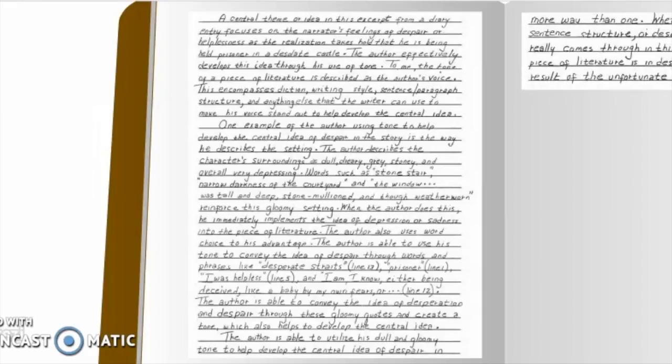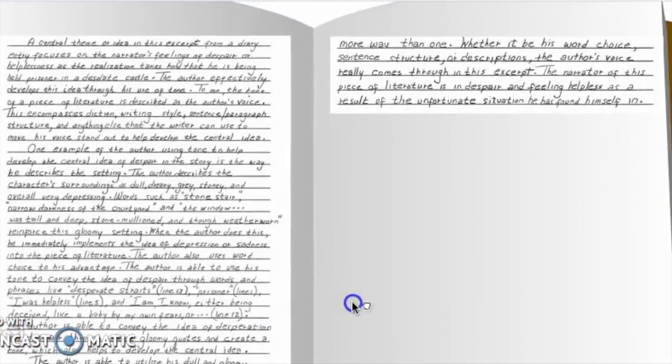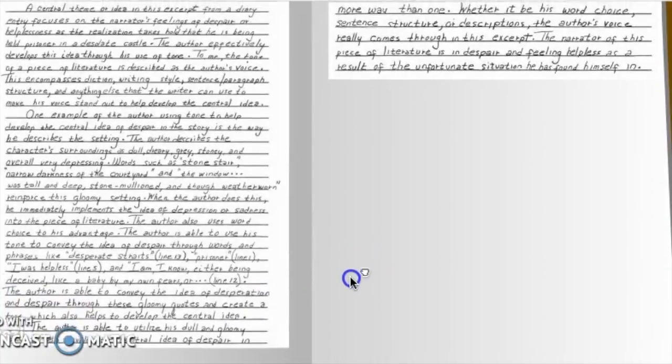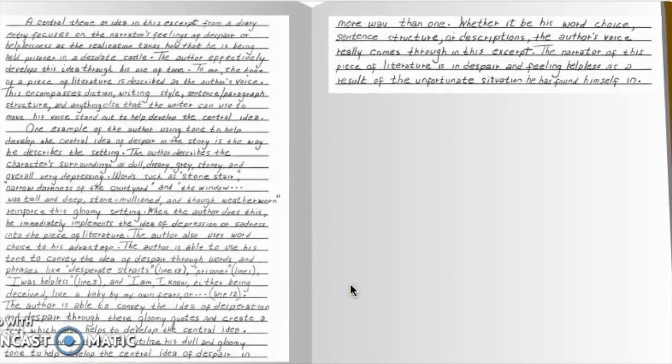And now the last paragraph. The author is able to utilize his dull and gloomy tone to help develop the central idea of despair in more ways than one. Whether it be his word choice, sentence structure, or descriptions, the author's voice really comes through in this excerpt. The narrator of this piece of literature is in despair and feeling helpless as a result of the unfortunate situation he has found himself in.